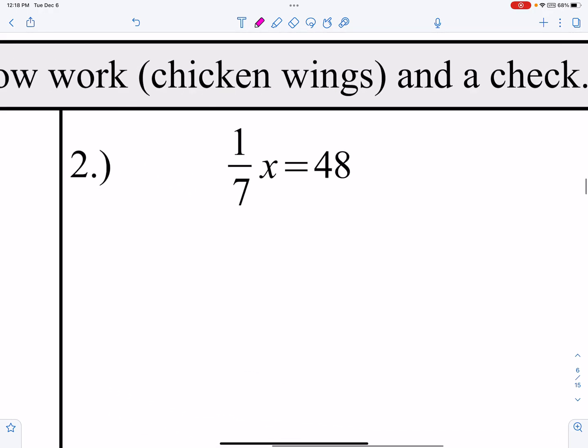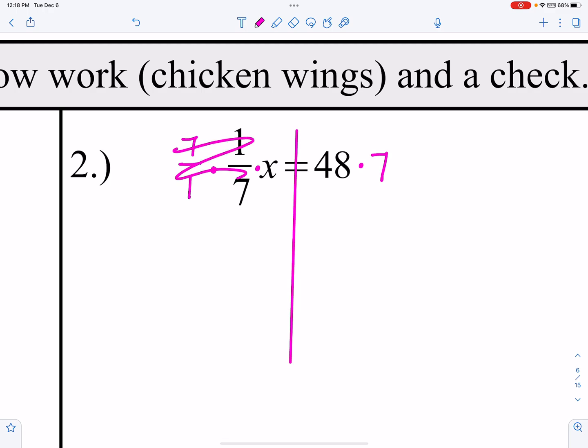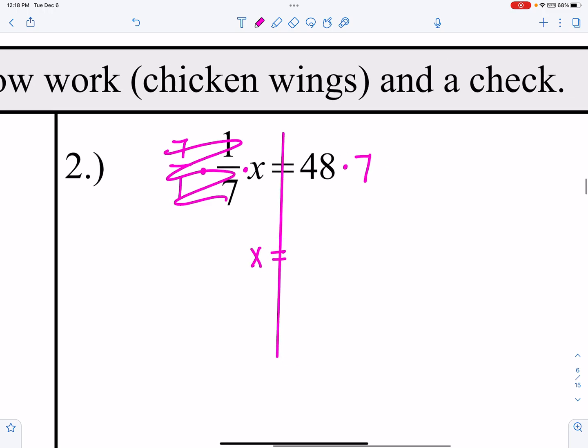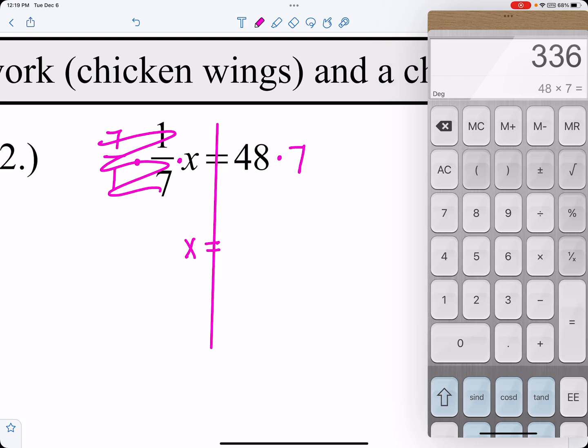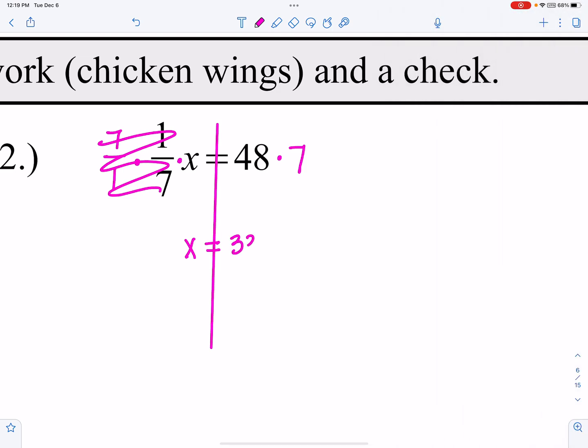Let's look at the next one. Again, we have multiplying by a fraction. Instead of dividing by 1/7, we're going to multiply by the reciprocal. We're going to do that to both sides, and instead of 7/1, I can just put times 7. This creates a 1 whole, so I'm left with x equals, and then I can do my 48 times 7, and we get 336. We're going to do our check and substitute for x.